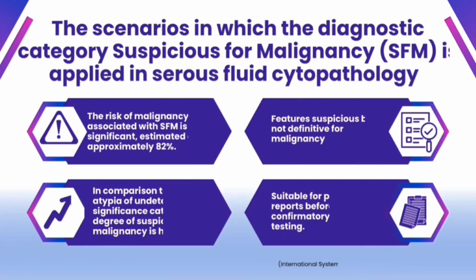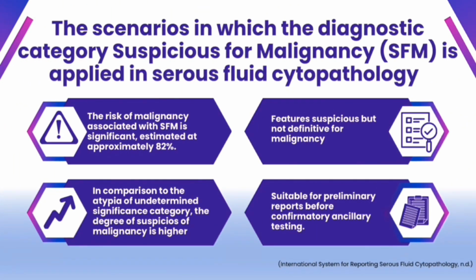The scenarios in which the diagnostic category suspicious for malignancy, SFM, is applied in serous fluid cytopathology. Let's start with the risk of malignancy associated with SFM. Research indicates that the risk is significant, estimated at approximately 82% with a margin of error of plus or minus 4.8%. This high percentage highlights the importance of this classification in cytopathology. When a specimen is labeled as SFM, it signals to clinicians that there is a strong possibility that malignancy may be present, necessitating further investigation.